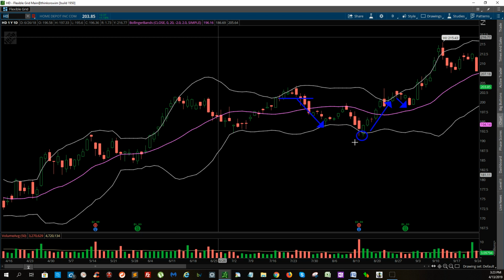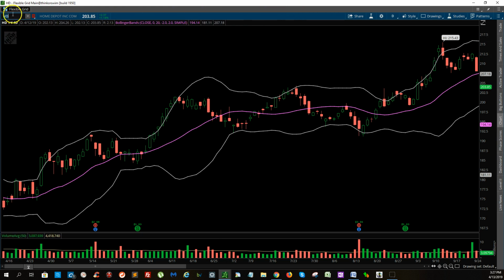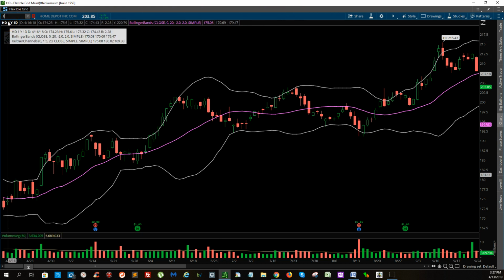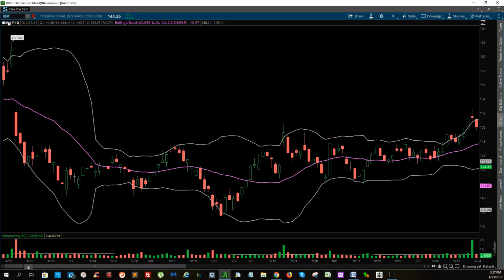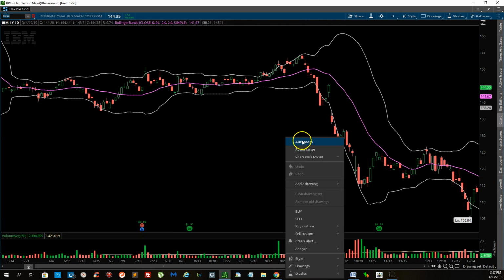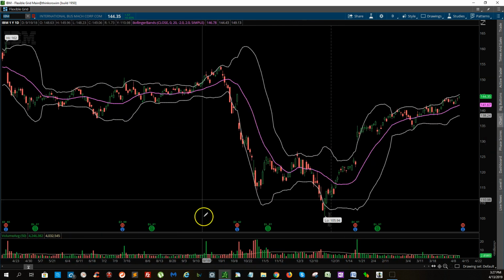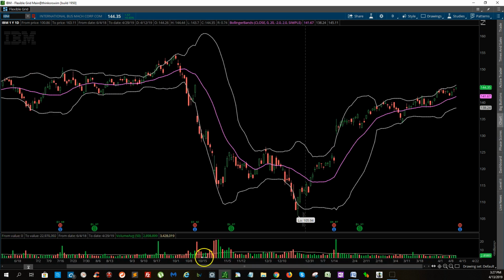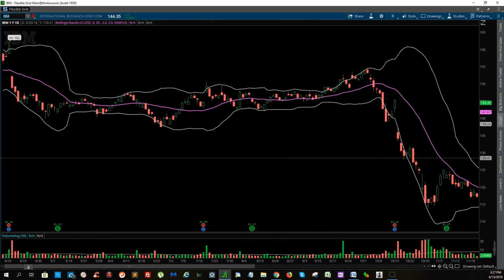And so once again, this is a great trading strategy for using the Bollinger Bands: trading inside of the band. Okay. One last example on this one, and then we're going to move on to a different trading strategy. Let's take a look at good old IBM. Just zoom out and let's take a look here.